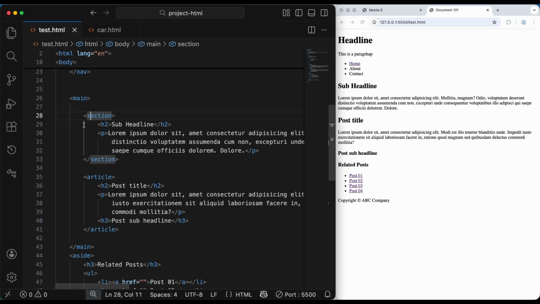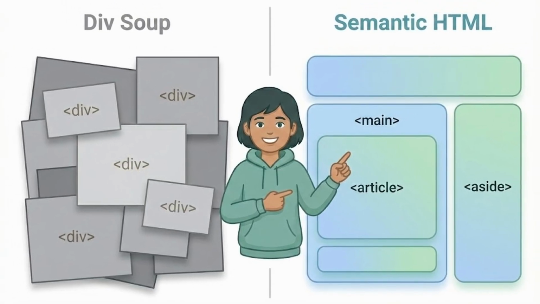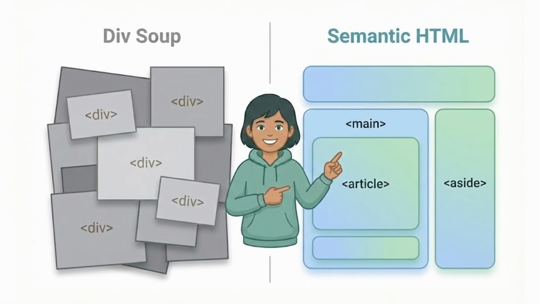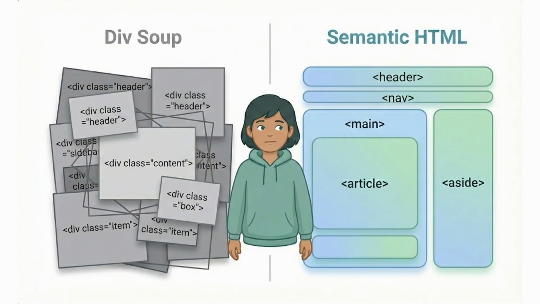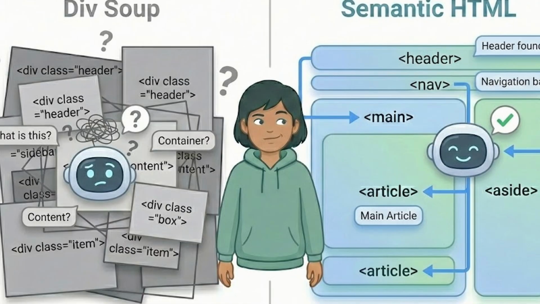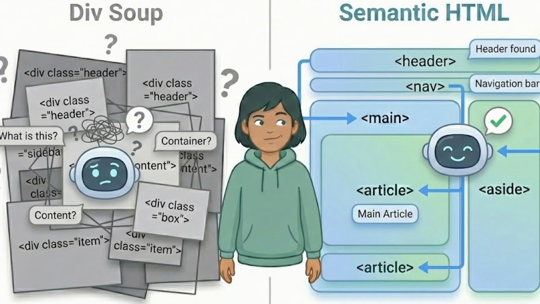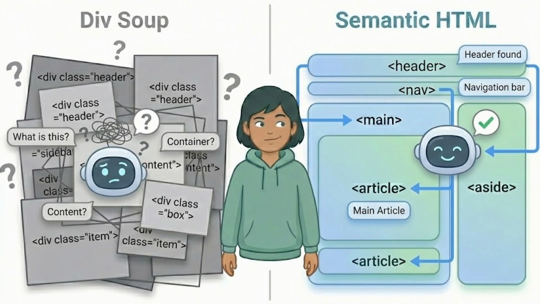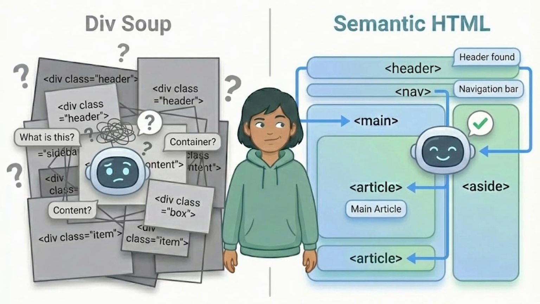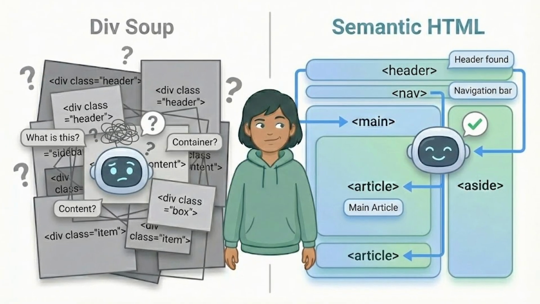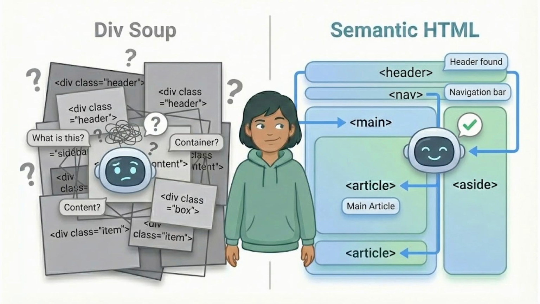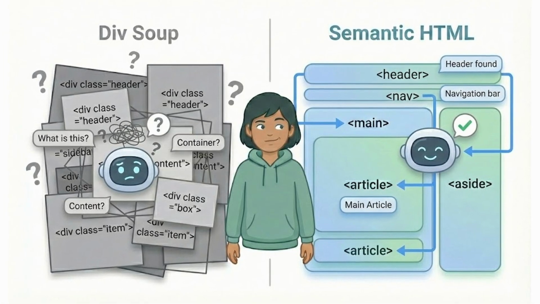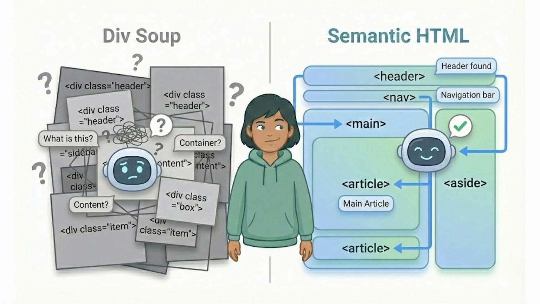But why do we do it? Let's talk about semantic HTML and div soup. On the left you can see div soup. It's messy, it relies entirely on CSS classes which have no meaning to the machine. Think of a screen reader or AI bot that tries to scrape this page and has to guess what is what. And on the right side you can see semantic HTML.